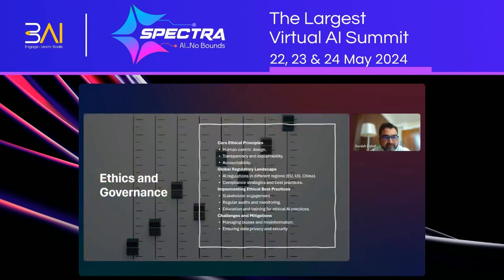When we talk about ethics and governance, it's important that AI is used responsibly, and that's one of the focus areas across the world right now. The core ethical principles include accountability and transparency. There are global regulatory landscapes, including those in the EU, US, and China. Compliance strategies and best practices are being put in place by different companies. So, how do you implement ethical best practices? Through stakeholder engagement, regular audits and monitoring, and education and training on ethical practices. But we must also keep in mind the challenges and mitigation, which is achieved through managing biases and misinformation and ensuring data privacy and security.